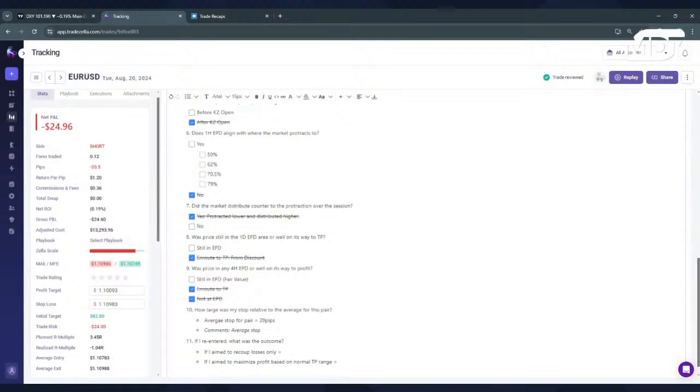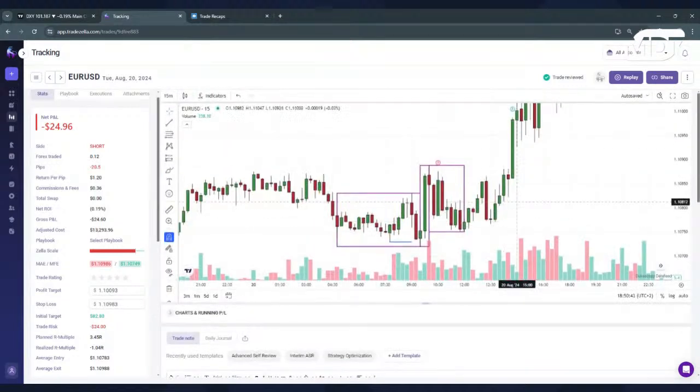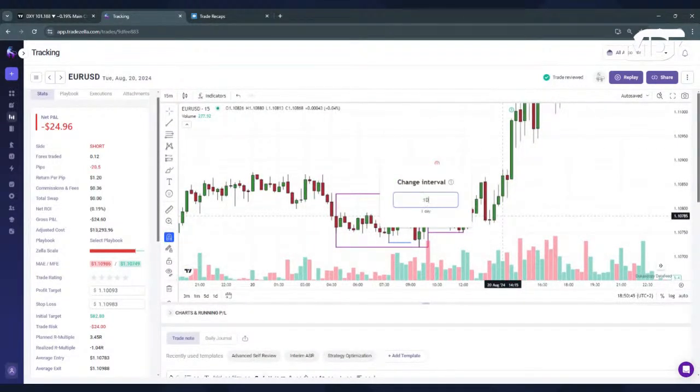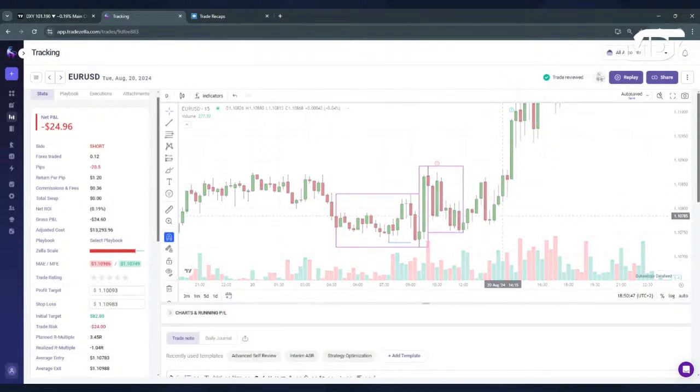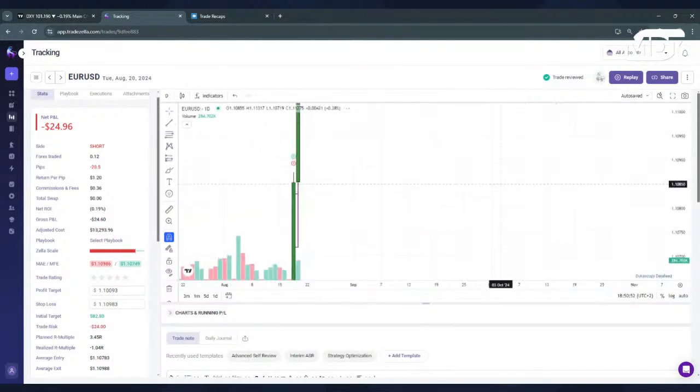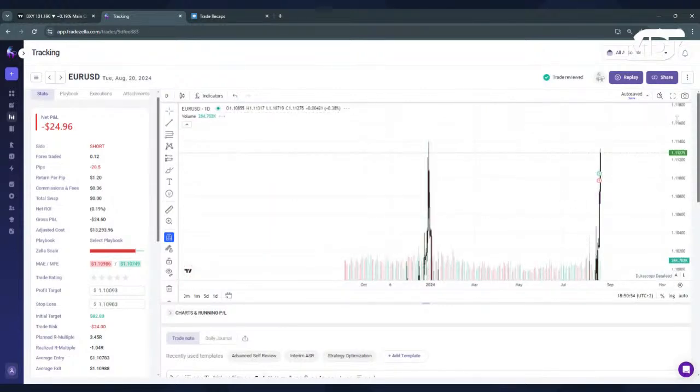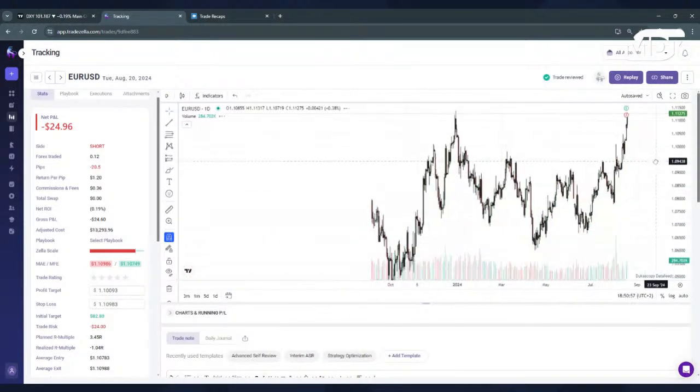And then was price still in the daily EPD area or well on its way to TP? In my forecasting template, I said yes, price was in a deep premium, but price was actually still in discount. And I don't think I can do the weekly here because that's where it kind of starts, but I will try. And I hope I have all the, yes, we do.